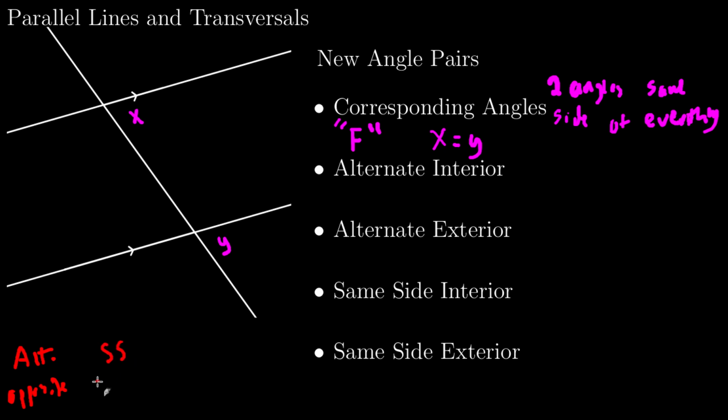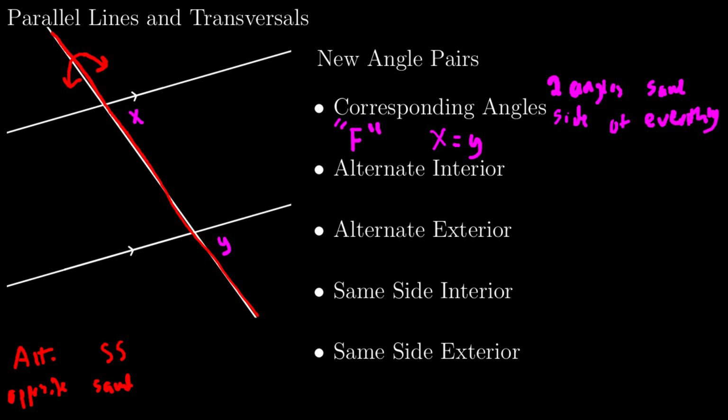Same side, of course, is sort of the same, and that's talking about the transversal. Are we always, in this case, to the left or to the right of the transversal? Same side would mean both are on the same side. For instance, x and y are on the same side of the transversal, whereas alternate means one on one side of the transversal, one on the other.